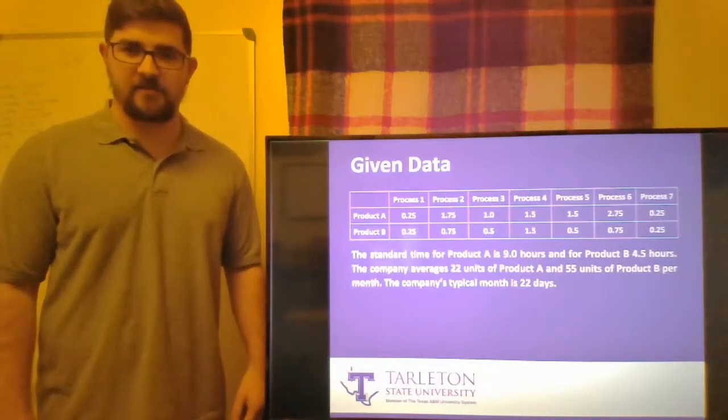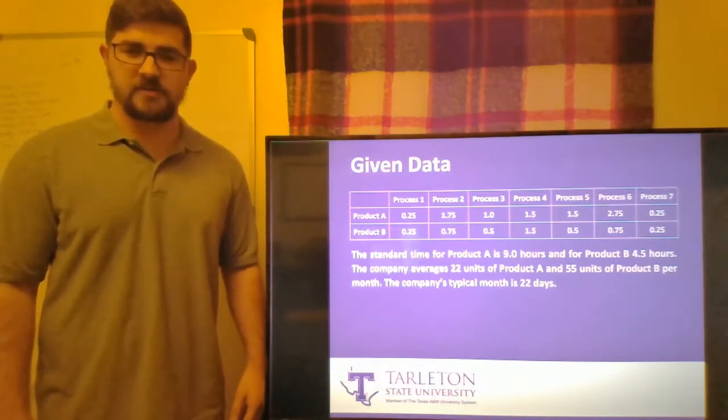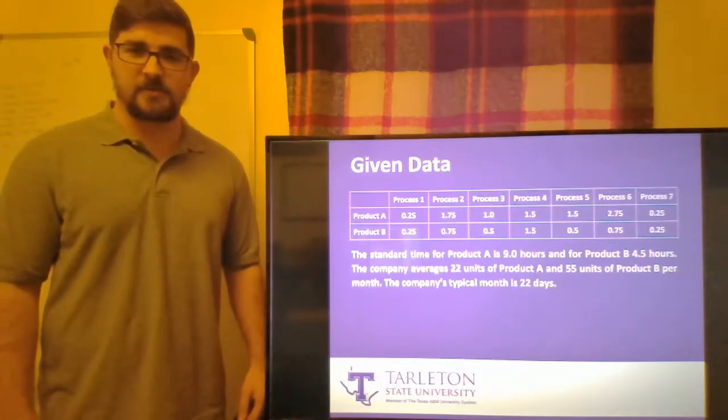Today I'll be presenting over the given data, the I-line versus U-line assumptions, and the footprint changes. Here we have the given data of products A and B and the time breakdown of all processes for both products. It takes 9 hours to make 1 unit of product A and 4.5 hours to make 1 unit of product B. On average, the company can make 22 units of product A per month and 55 units of product B per month. The company's typical month is 22 days.